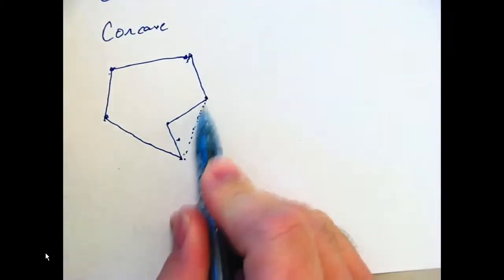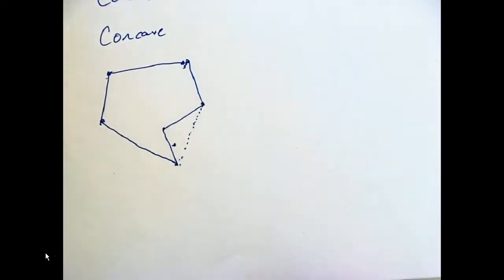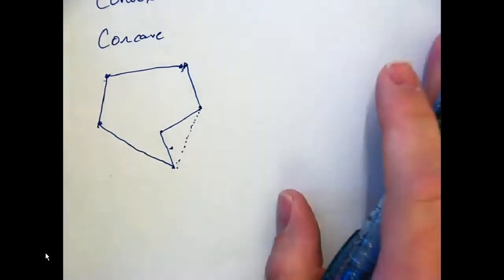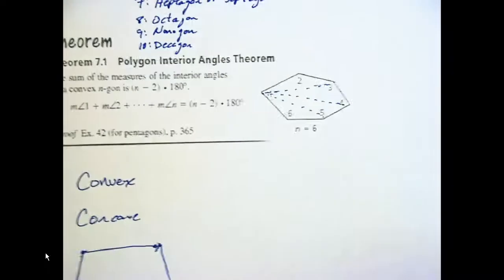It lies outside of that shape. It is not a side and it connects 2 vertices. That is the technical definition of a concave. If you can draw a diagonal that lies outside of the shape, it is a concave figure. Okay, I like to think of it as someone got mad and kicked it, and now it's dented. All right. Or you can camp under the K.